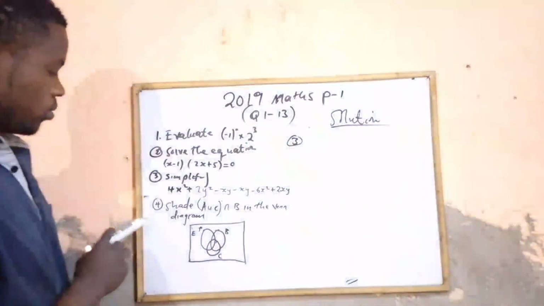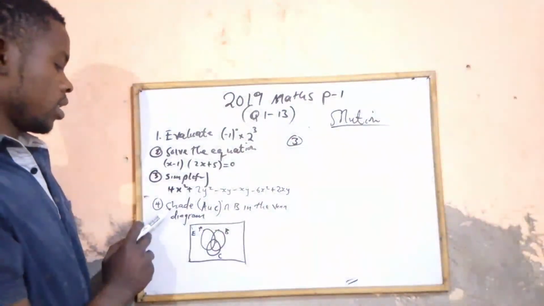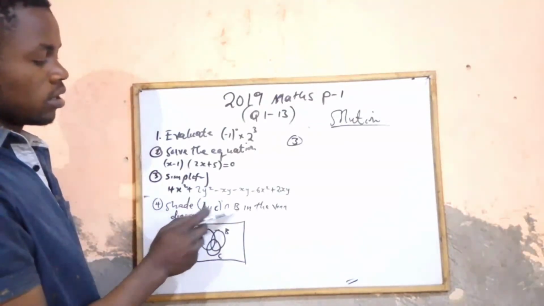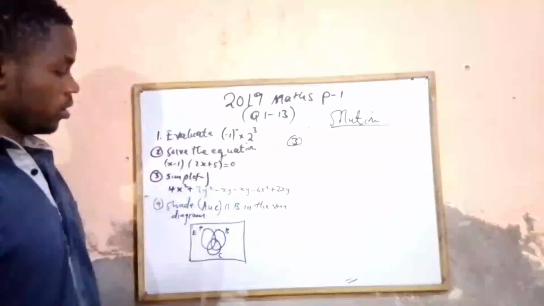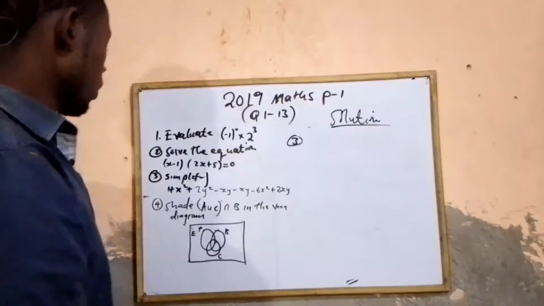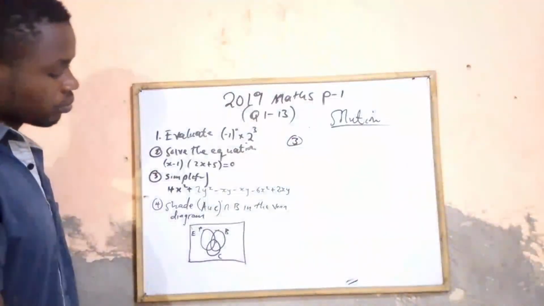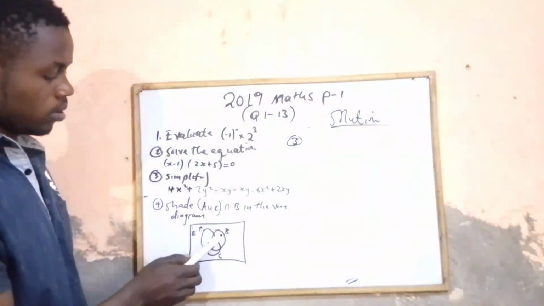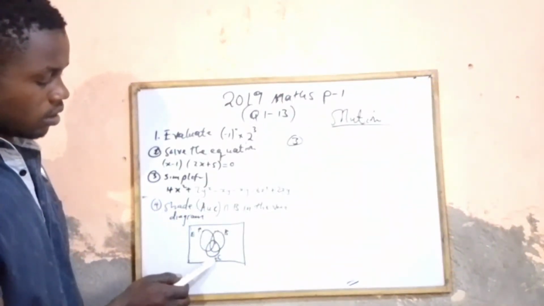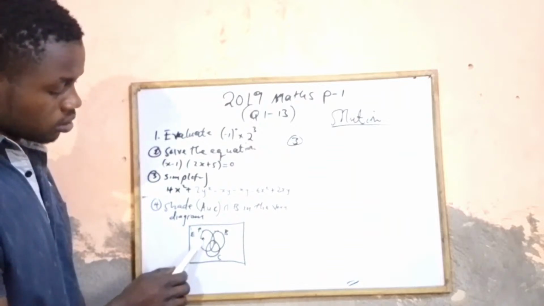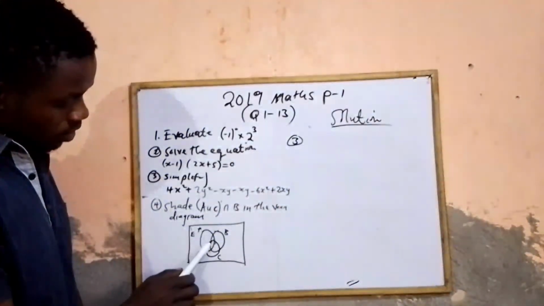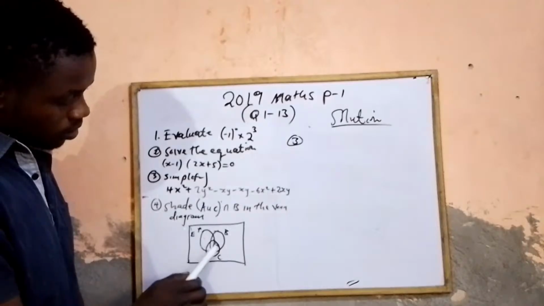So now let's move on to question 4. Question 4 says shade A union C complement intersection B in the Venn diagram. Okay. So here, where should we shade from this Venn diagram? Because they're saying A union C. These are the numbers. You should list the numbers which are in A, and the numbers in C.